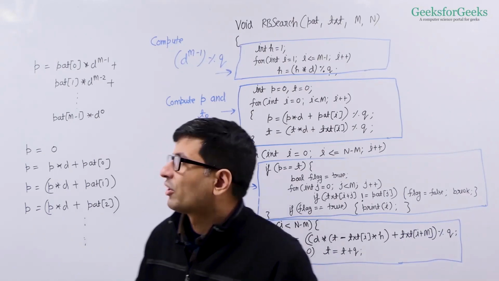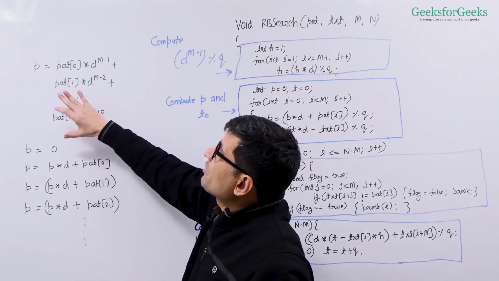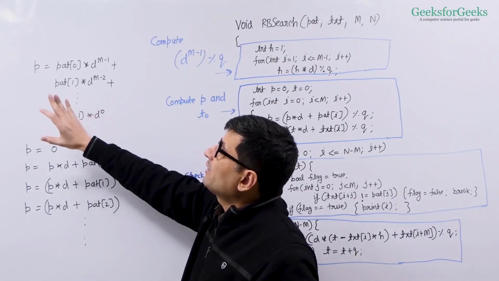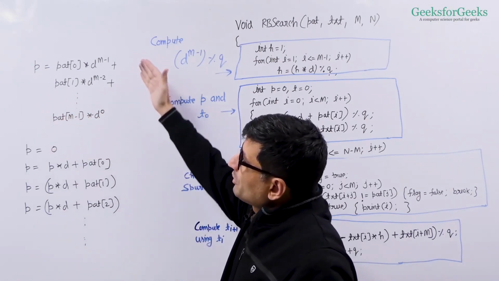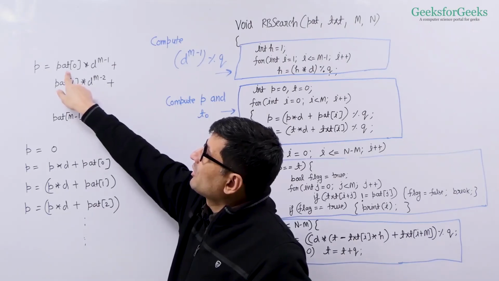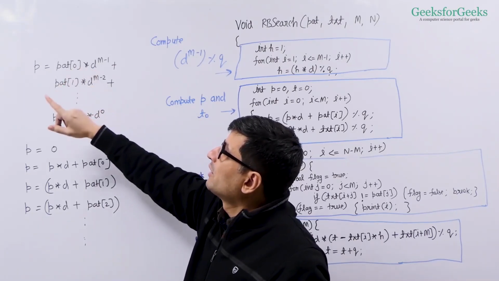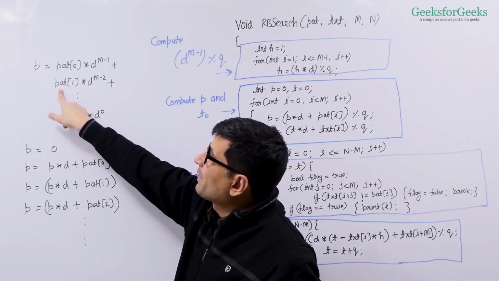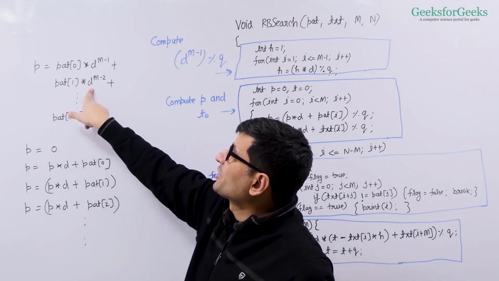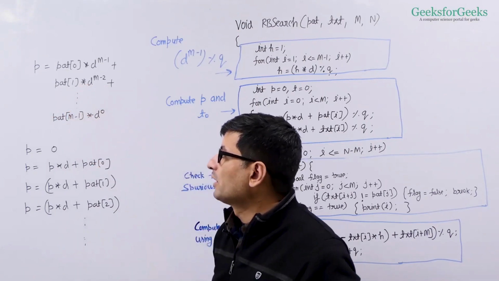Let's understand this Horner's rule. If you want to compute the hash function of the pattern, basically we want to compute this value. We want to take the ASCII value of pattern 0. We want to multiply it with d raised to the power m minus 1. Then we want to add pattern 1 multiplied by d raised to the power m minus 2, and so on.